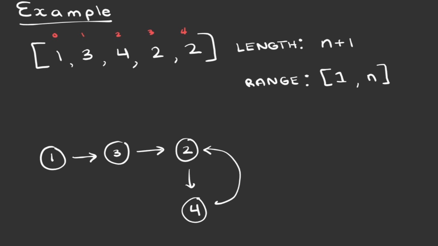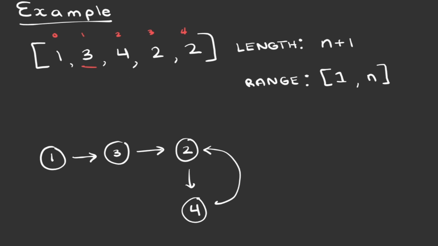If we represent this array as a linked list, we can first start at the 0th index and map it to its corresponding index. So the element is 1, so we map it to the element at index 1. And that's how we get this part of the linked list.